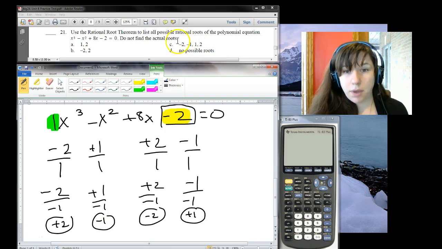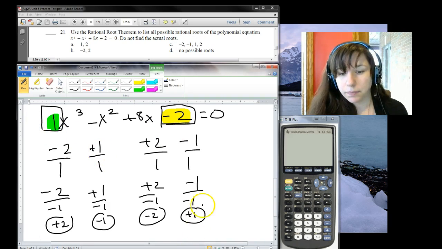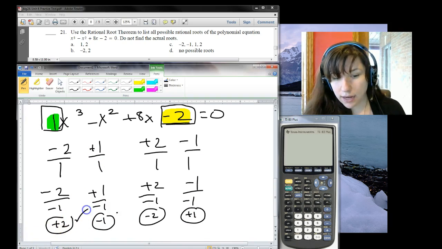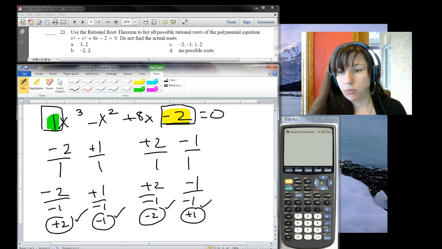So to figure out the possible roots, take the factors for the last number, divide them by the factors for the first number, and those are the options. Now, if they told me to actually find the roots, I would do synthetic division with these 4 numbers to see which one is actually a root. And that's all there is to it for this one.